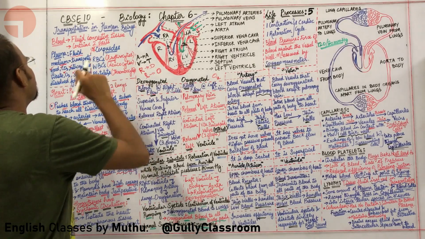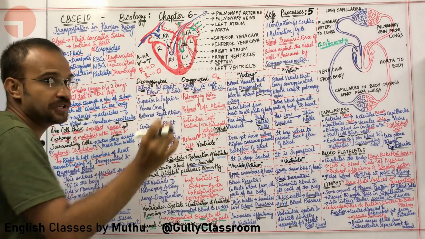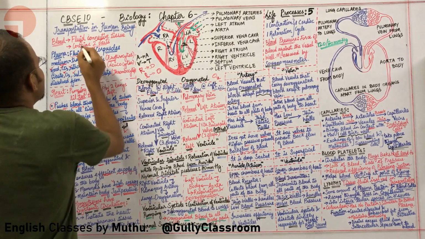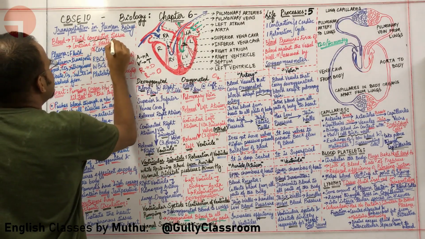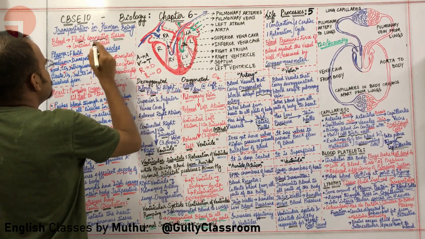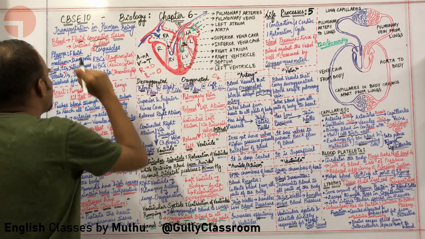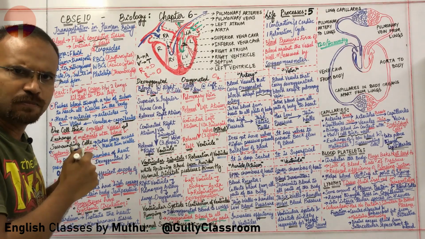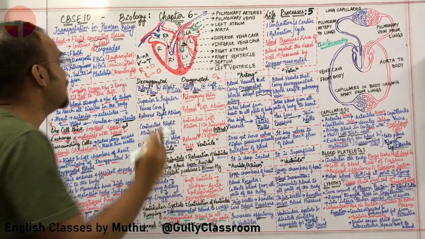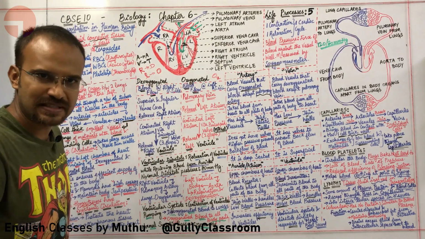Okay sir. Can we start the lecture? Absolutely Tangam. Come on. Transportation in human beings is done through blood. What is blood? Blood is a fluid connective tissue. It contains two parts. What are the two parts of blood? The first part is plasma and the second part is corpuscles.